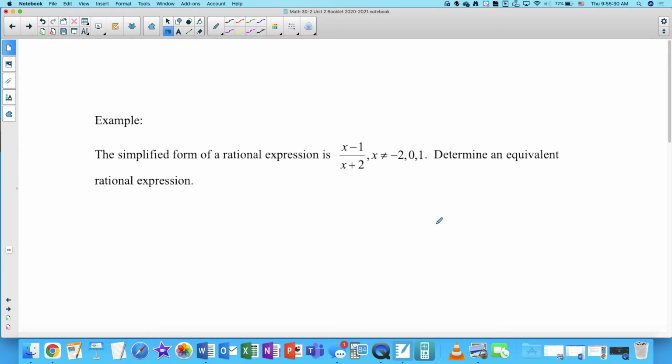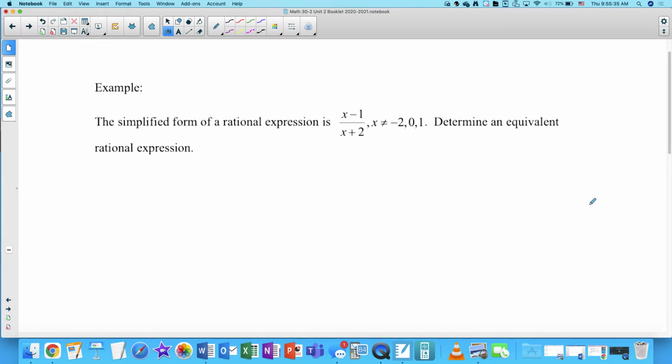So we're going to do one more together. I'm going to change this one slightly. I'm going to change the non-permissibles because I want to bring up a point. So, there we go. The simplified form of a rational expression is x minus 1 over x plus 2. Determine an equivalent rational expression. Oh, and then the non-permissibles that I have changed this to are x cannot equal negative 2, negative a half, and 1.